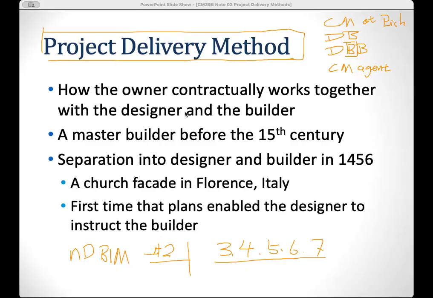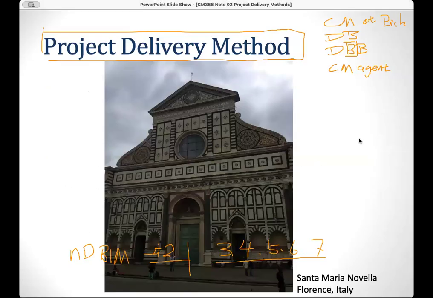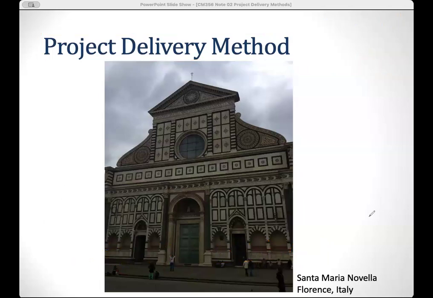So let's take a deeper look at project delivery methods together with BIM today. Okay, let's move forward. This is the project in progress I just mentioned, the facade. It's very beautiful, but since it's beautiful, it has many different structure and architecture objects that are required to be carefully designed and built.